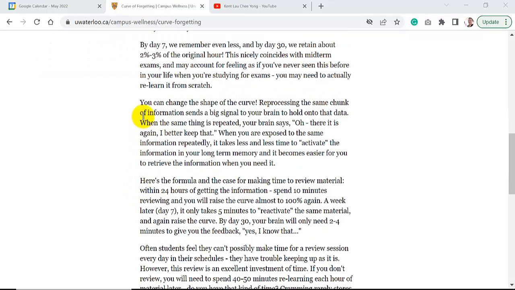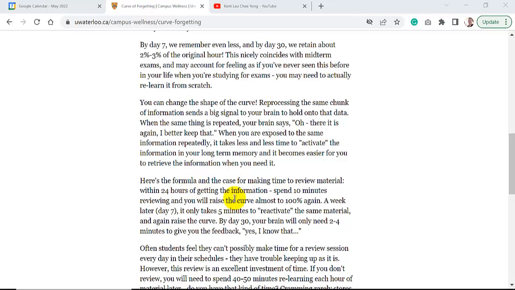The good news is that you can change the shape of the curve. Reprocessing the same chunk of information sends a big signal to your brain to hold on to that data. When the same thing is repeated, your brain says, "Oh, there it is again. I better keep that." When you're exposed to the same information repeatedly, it takes less and less time to activate the information in your long-term memory, and it becomes easier for you to retrieve the information when you need it.